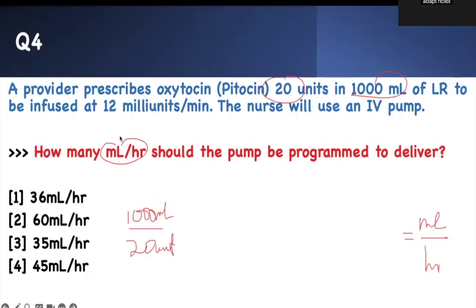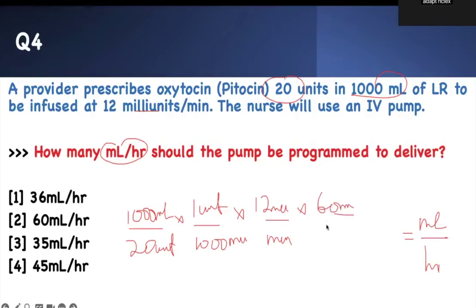That's the first thing. And since this is a milliunit, I need to convert the unit into milliunit. Therefore, I have 1 unit over 1,000 milliunit. Now, I bring my milliunit, 12 milliunit over minute. I need to have hours. So I convert the minute into what?